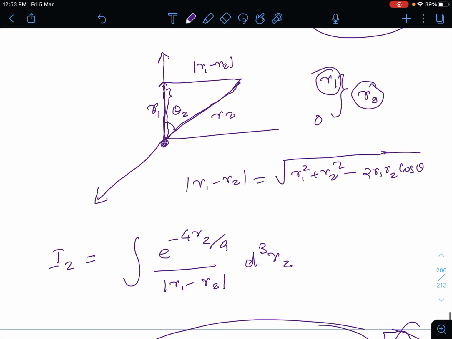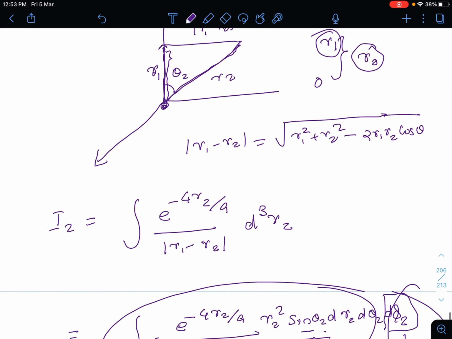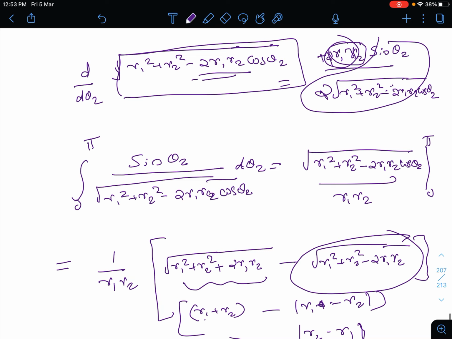So where do we start? Yeah, here. We kept R1 as a constant and calculated everything. Now our R1 is a variable, we know that, so we have to integrate with respect to R1 also.